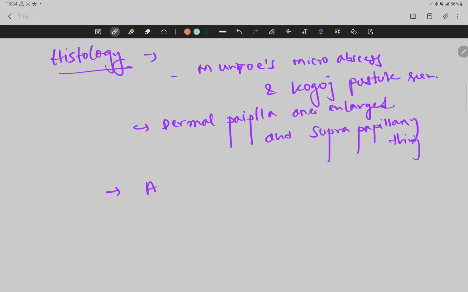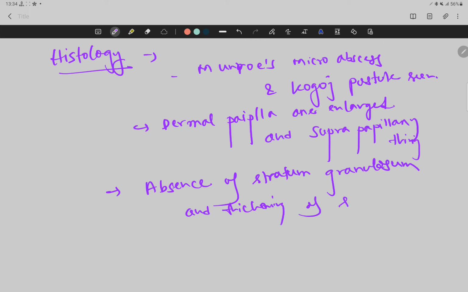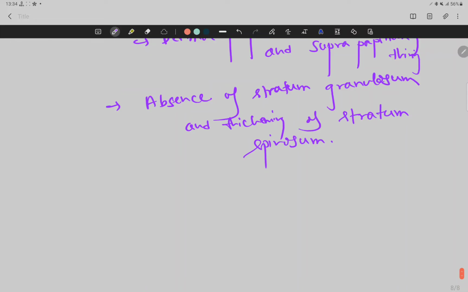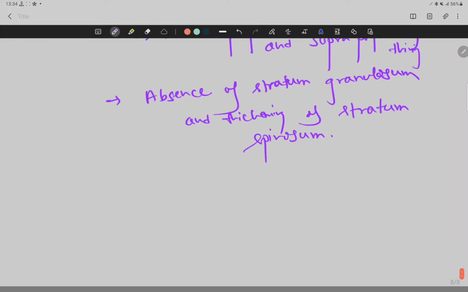Then absence of stratum granulosum, and thickening of stratum spinosum seen. So these are important histological points.